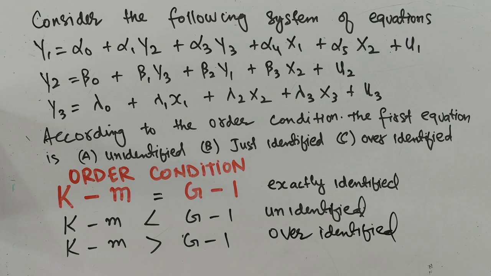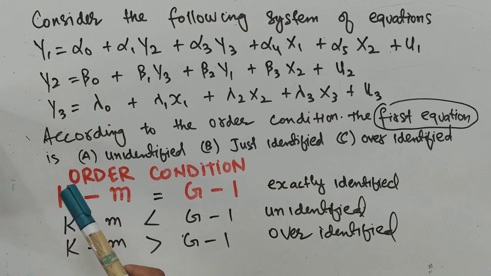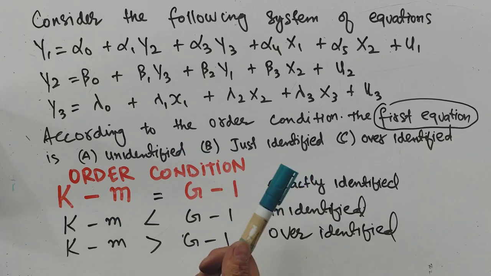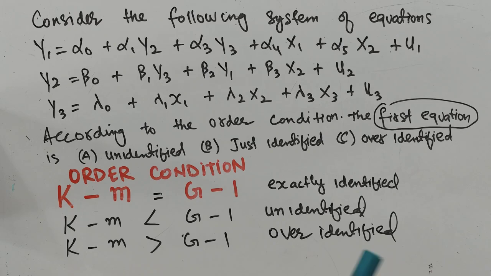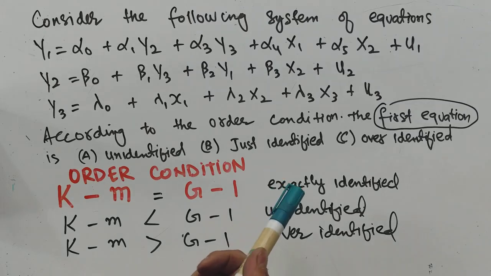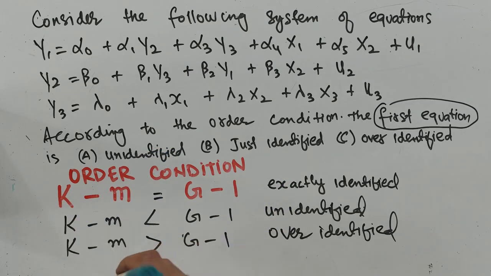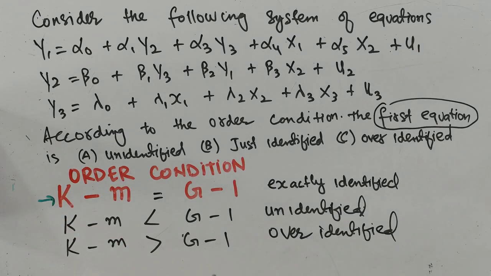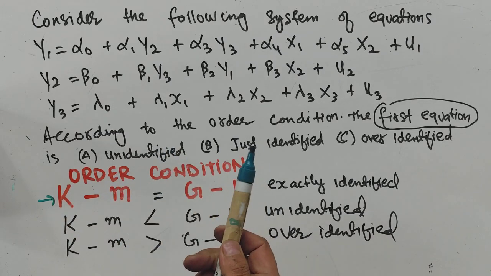Now we are being told about the first equation. What does k denote? K denotes the total number of variables, whether they are endogenous or exogenous. Exogenous variables, as you know, are determined outside the model, and endogenous variables are determined inside the model. So in the first equation, the value of k will be the total number of variables in the model.